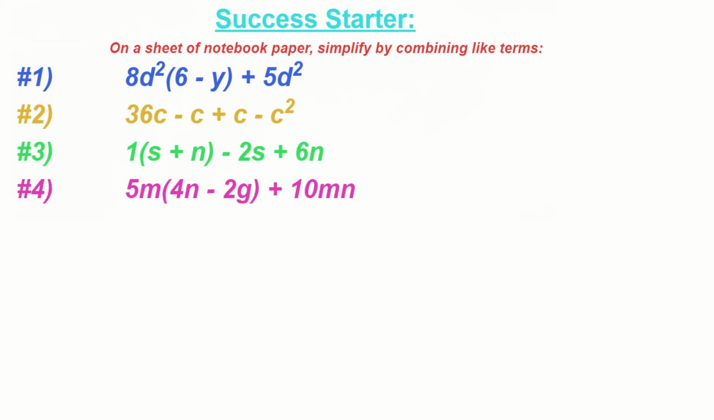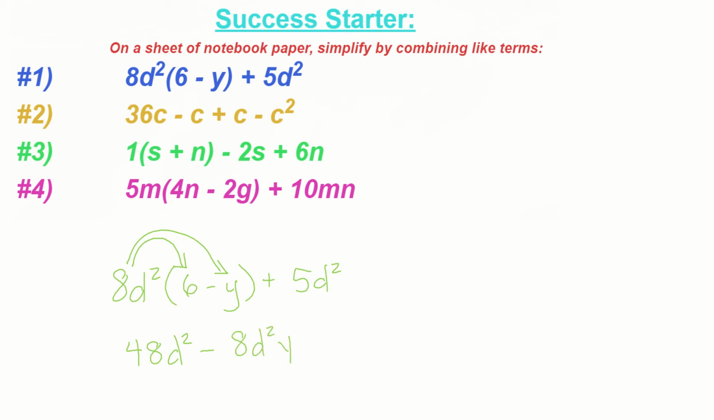We have 8d squared, and in parentheses, 6 minus y, plus 5d squared outside of parentheses. So we need to do some distributive property. 8d squared times 6. That 8 times 6 gives us 48. All right. And then we have this d squared, 48 times d squared. All right. So now we need to put our subtraction symbol. Let's distribute to the next term. 8d squared times y will give us 8d squared y.